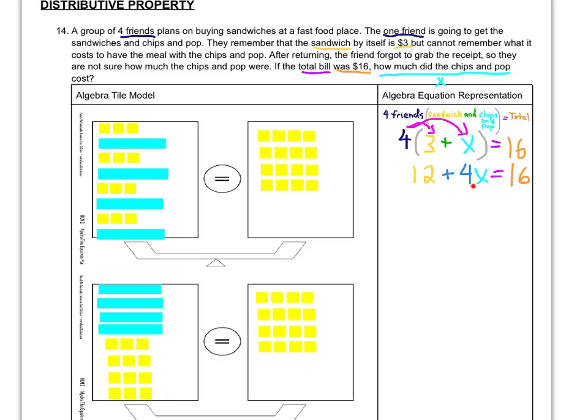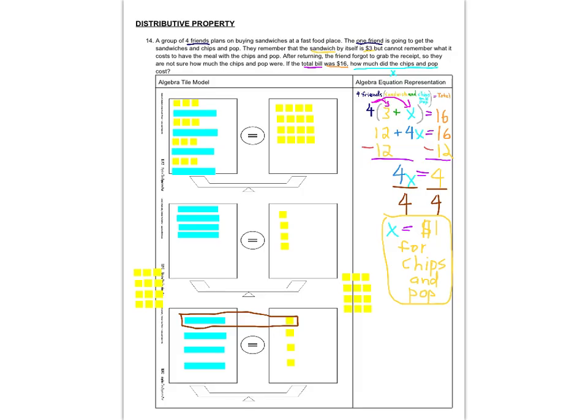We now know how to solve this two-step equation. 12 plus 4x equals 16. Take a moment, try to solve that. Otherwise, we're going to have, so we subtracted off the 12. We here subtract off the 12. That left me with 4 x's. And 16 minus 12 left me with 4.